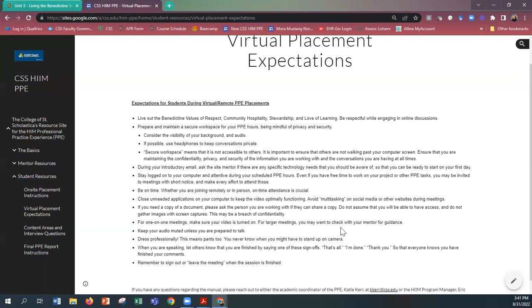Close any unneeded applications on your computer to keep the video optimally functioning. We want you to avoid multitasking on social media or other websites during meetings. There's nothing more uncomfortable than getting called on and not having been paying attention, okay? We want you to be attentive at all times, and we want you to stay alert. So if you have dual monitors, please close down anything else that you have going on and put your phones away, mute them or shut them off, okay? Just as you would if you were in the workplace.